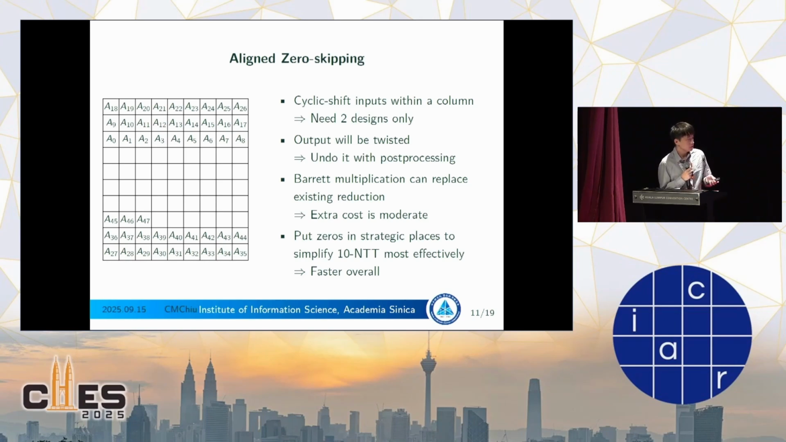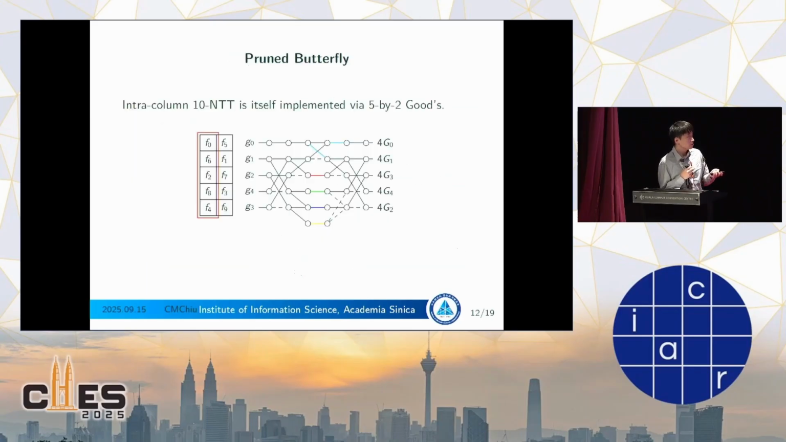In fact, since we put a lot of effort into making sure the zeros are in strategic places, so that the 10-NTTs are simplified most effectively, we actually observe a much faster implementation compared to, say, not performing zero skipping at all. So this is definitely worth it. To see how much we're actually saving from the zero skipping, we can see the following demonstration.